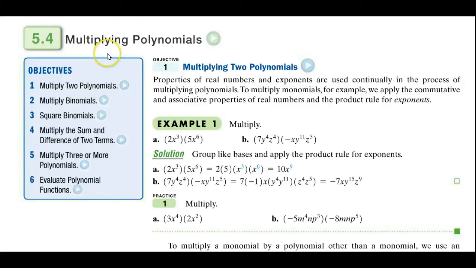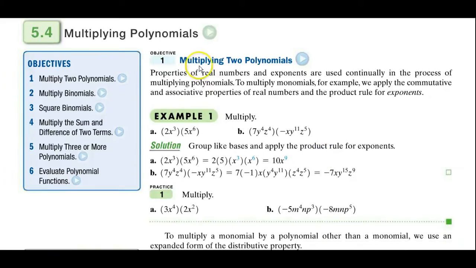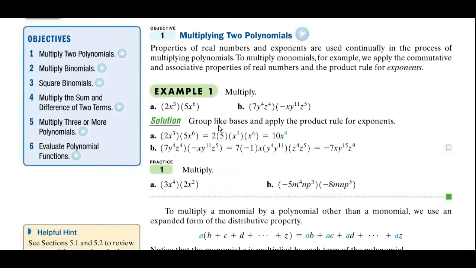As we go on to topic 4 of chapter 5, multiplying two polynomials is our first objective, and we'll be doing all of these. And this is pretty straightforward. We're going to take the number, the coefficient, and multiply it by the coefficient. 2 times 5 is 10. Then we add our exponents on the variables, x to the 9th.